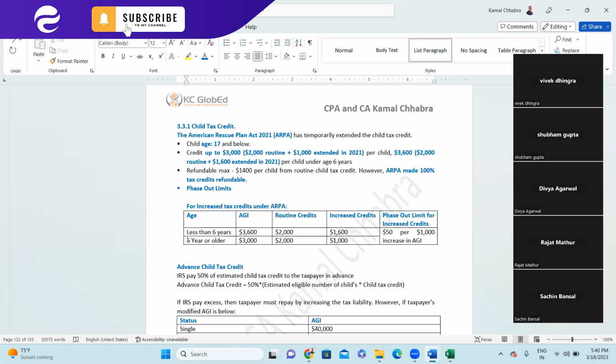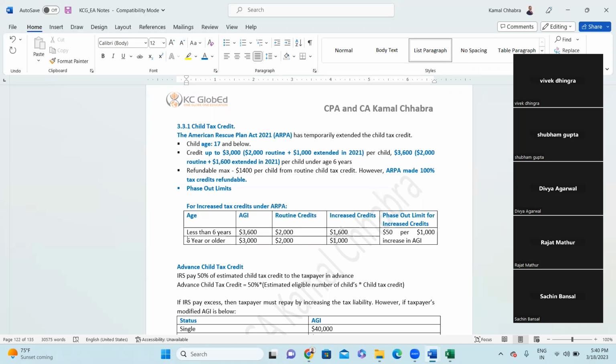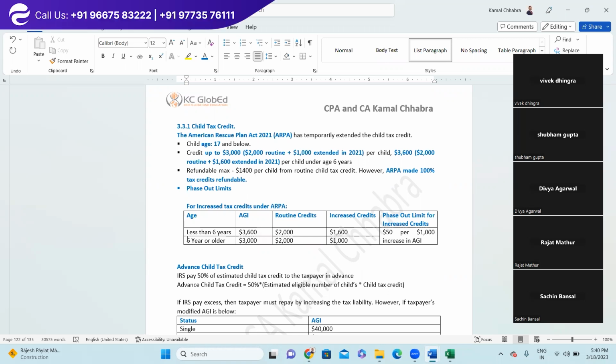This child tax credit is considered a refundable tax credit. For the $2,000 routine amount earlier as per TCJA, up to $1,400 per child was allowed as refundable. But now in the American Rescue Plan Act, they have extended that limit to 100%. So the entire $3,000 or $3,600 you can claim as a refund also. For example, if you have no tax liability but have incurred expenses for the child, eligible for the child tax credit, then up to $3,000 or $3,600, as the case may be, you can claim as an income tax refund.